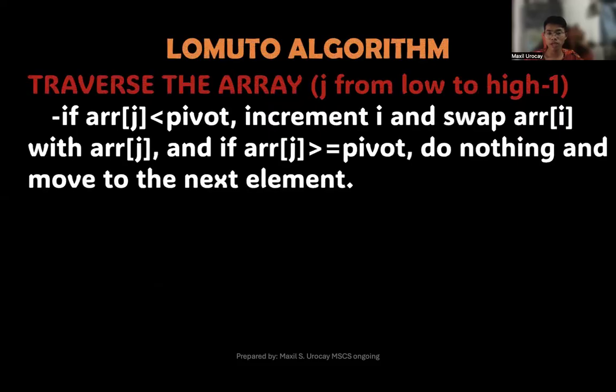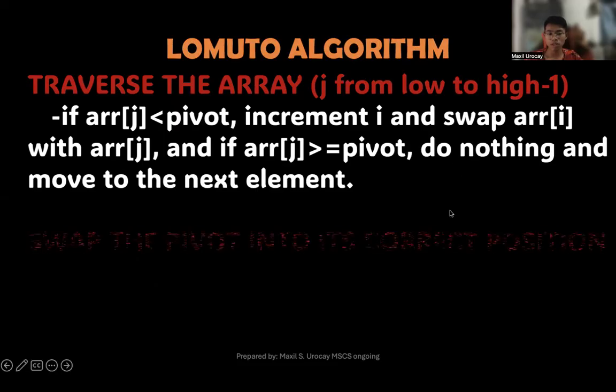Then traverse the array with J from low to high minus 1. If array J is less than the pivot, you have to increment I. This is our rule, and swap array I with array J. And if array J is greater than or equal to the pivot, do nothing and move to the next element. That's the thing that you will need to do in this partition.